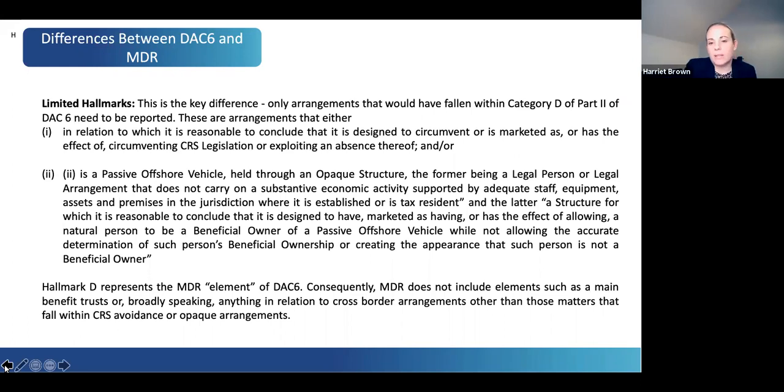I think the better view is that it would, because you need both elements: a passive offshore vehicle held through an opaque structure. To use the terminology of CRS, though it's not used in the MDR, if you had an active offshore vehicle, and that was held through an opaque structure, theoretically, I think that wouldn't be an issue. If we go back to the basic principles of CRS, if we have an active company, CRS isn't worried about it anyway. The tests are slightly different.